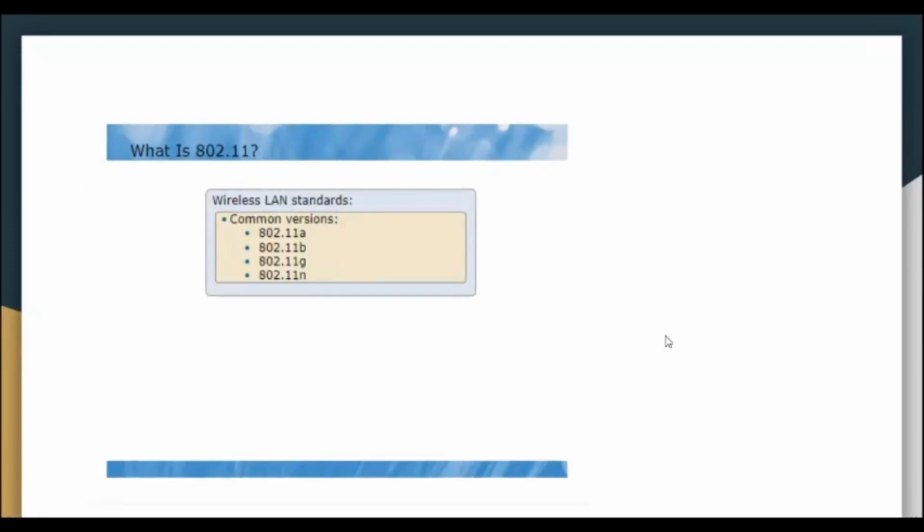So we have wireless LAN standards, the common versions. We have 802.11a, 802.11b, 802.11g, and 802.11n. So the 802.11a was one of the first Wi-Fi communication standards created in the IEEE 802.11 standards family.